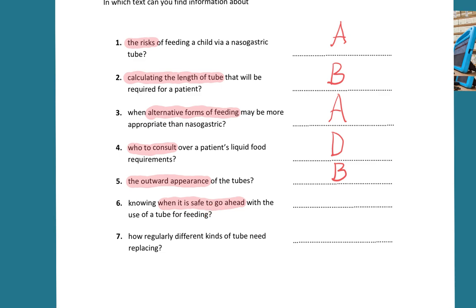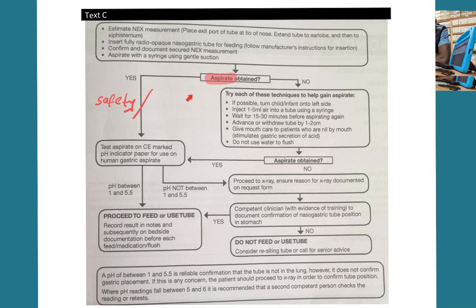In text C, we can see that we have information about aspirate obtained. No, these are the things you need to do. So that means it is not safe to go ahead. Okay. All right. Aspirate obtained. Yes. These are the direction or the things you need to do. So to know when it is safe to go ahead, it is in this text. Aspirate obtained. Yes, it is safe to go ahead this way.